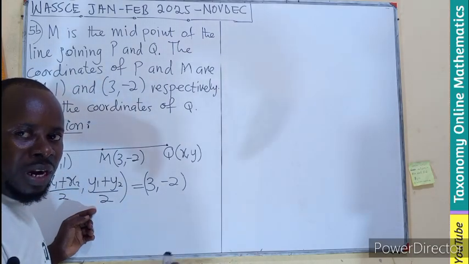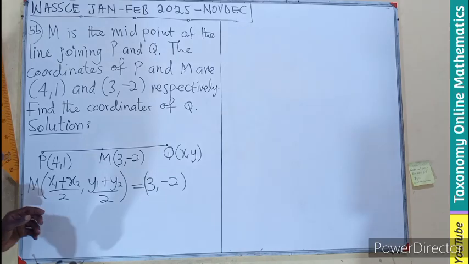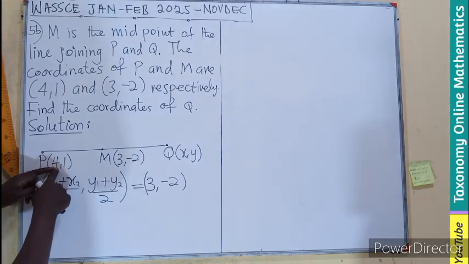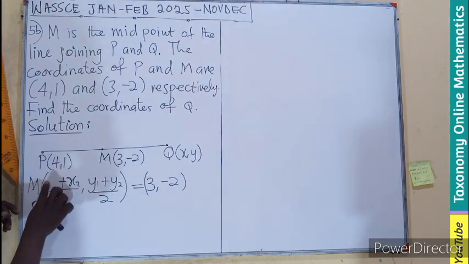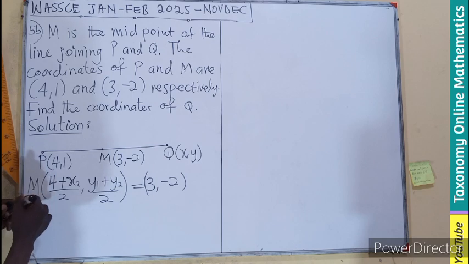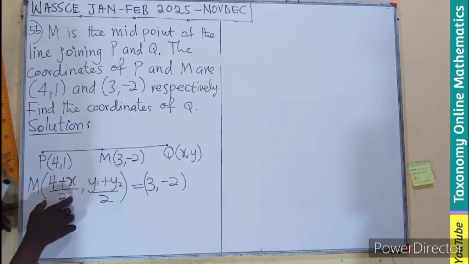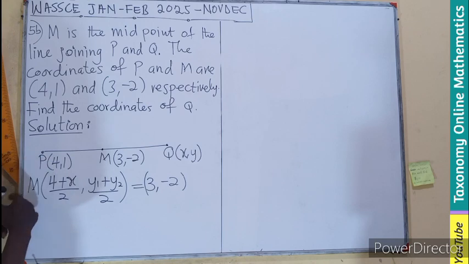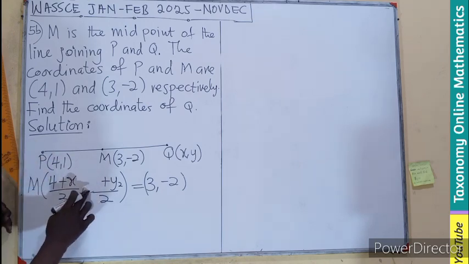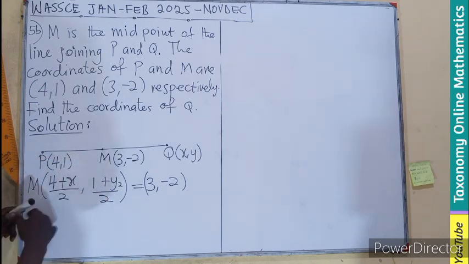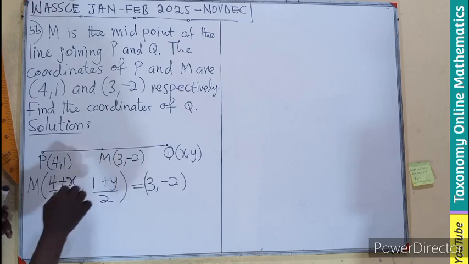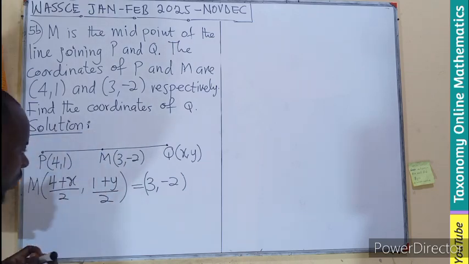But the midpoint has already been provided. So what is the first X component? 4. The second X component will just be X, divided by 2. The first Y component is going to be 1. The second Y component will just be Y. So this is what we have.